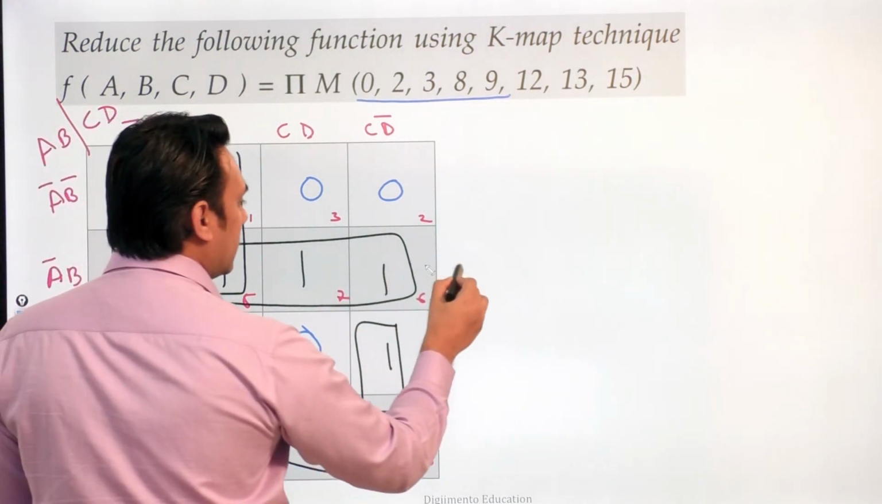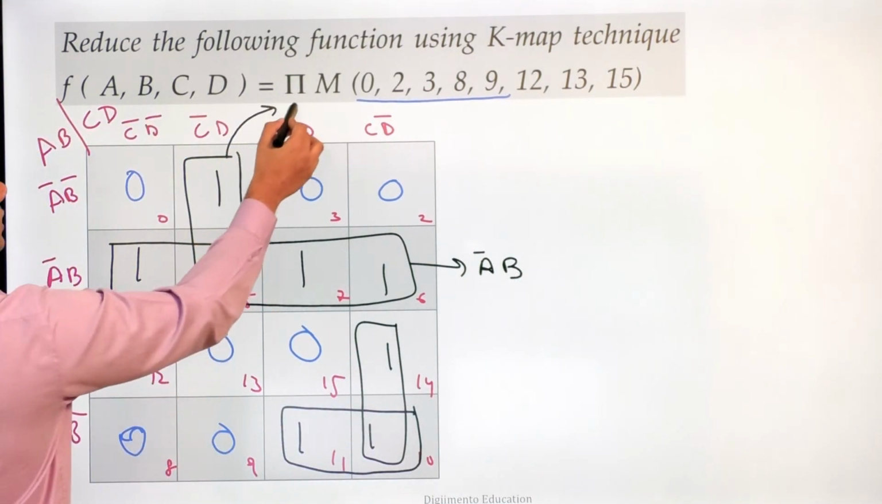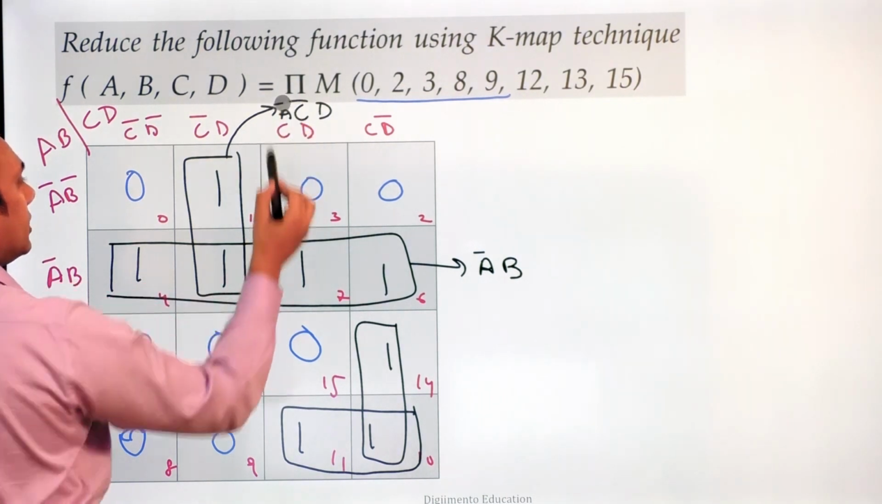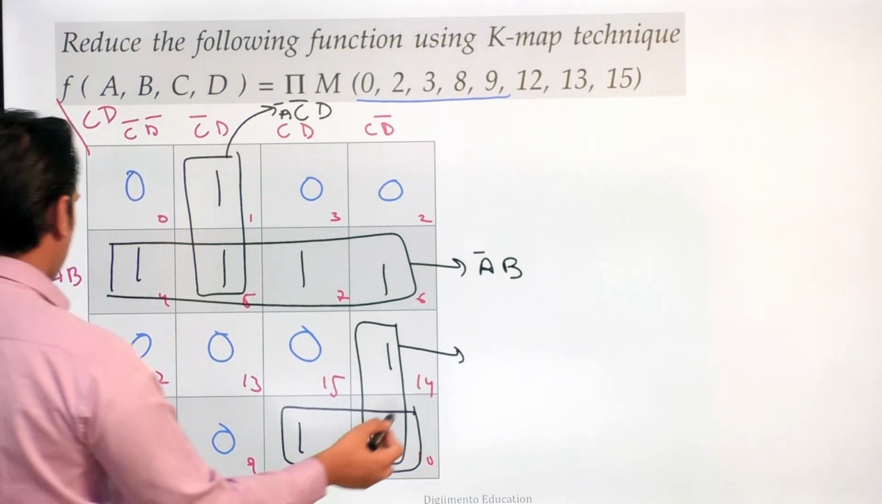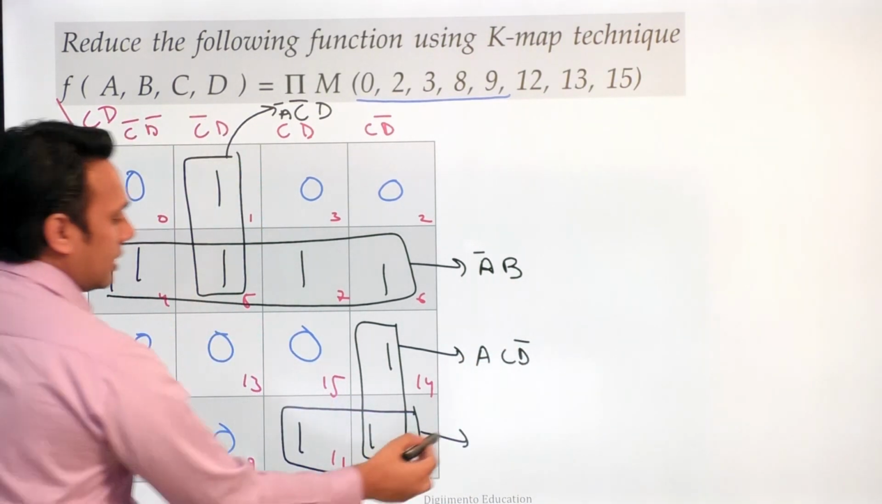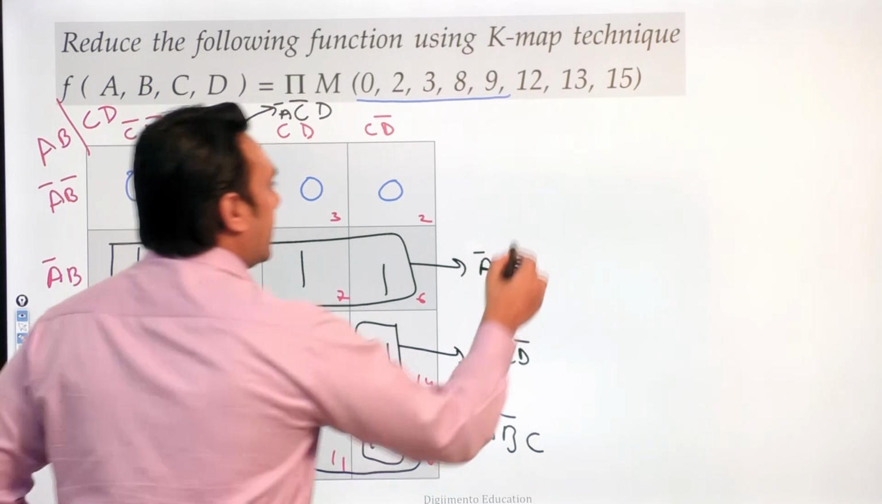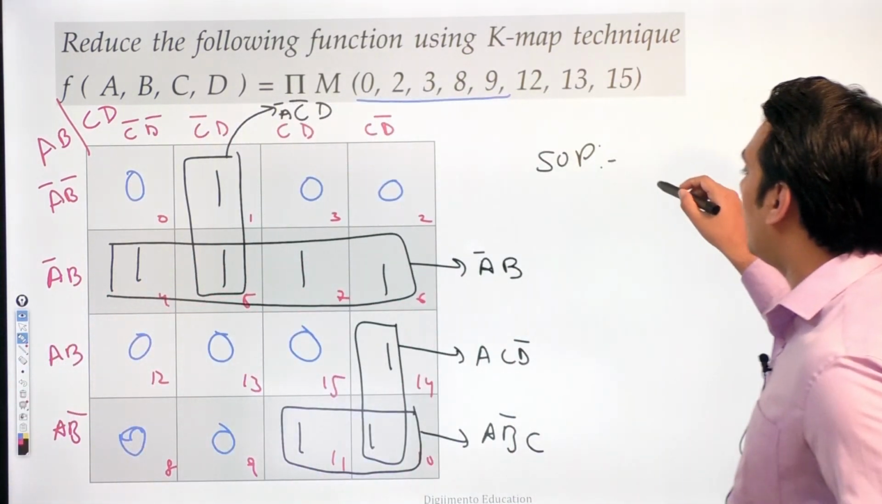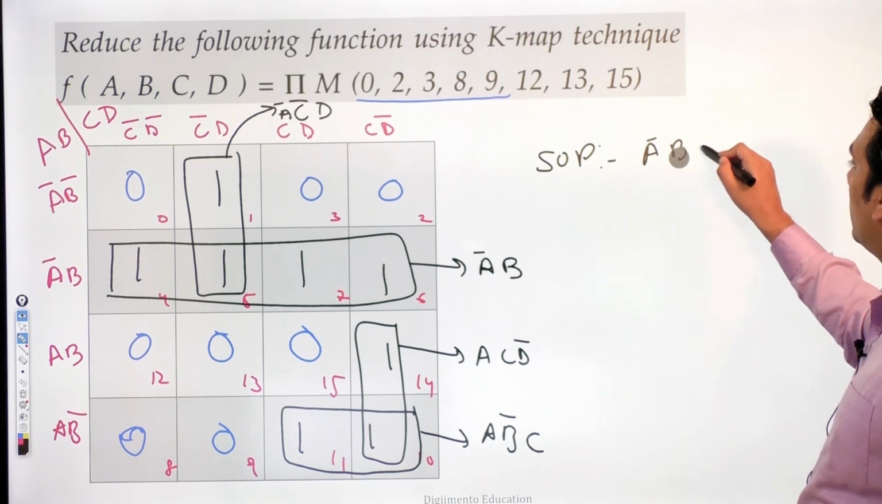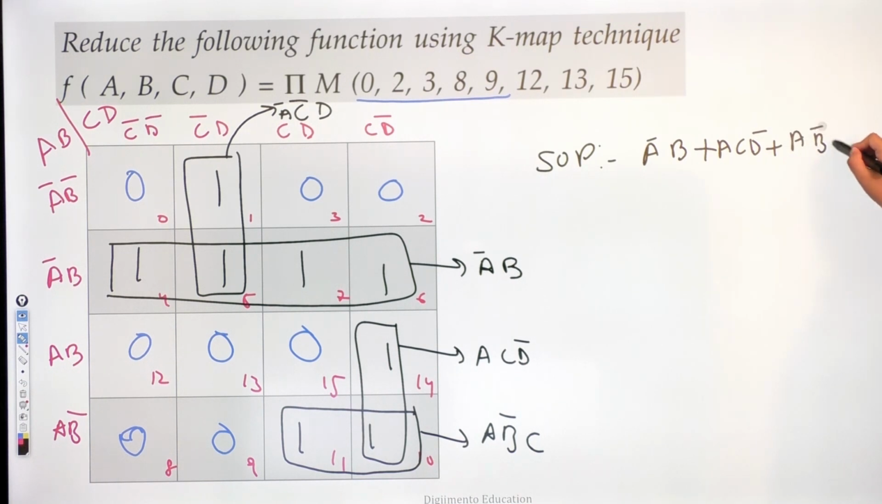Okay. And this subcube is representing A complement B. This subcube here is representing C complement D and A complement. This subcube here is representing A, C, D complement. And this subcube here is representing A, B complement and C, right? So what is your SOP expression here? SOP expression will be A complement B plus A, C, D complement plus A, B complement C plus A complement C complement D.